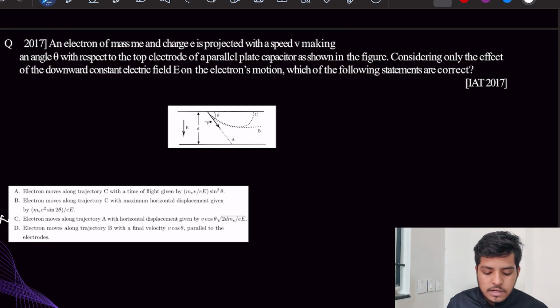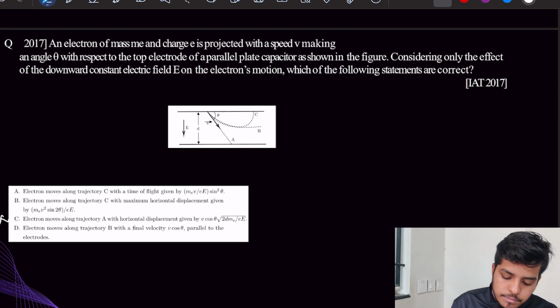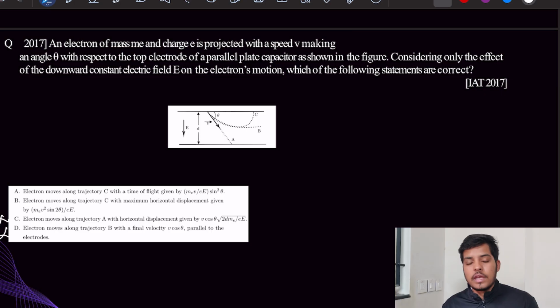D option is saying that the electron moves along trajectory B with a final velocity v cos theta parallel to the electrodes. No, it cannot move parallel to the electrodes as B because there is a force QE, and the electron has negative charge. It will have a negative force on this, so it will bend towards C. It cannot move parallel through B.